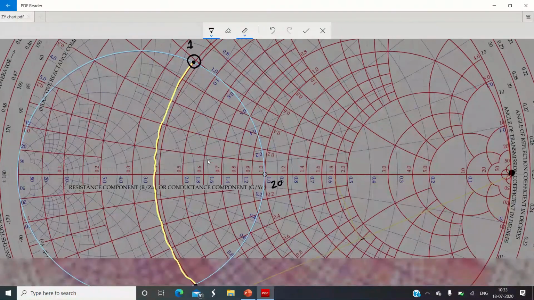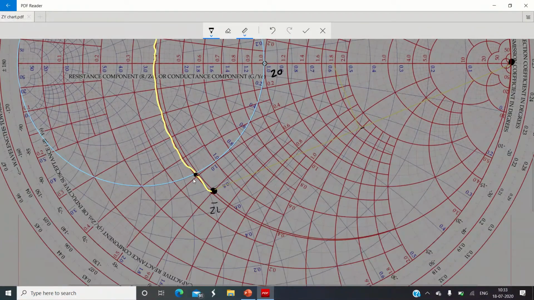Please remember why we have not considered this other intersection point to be the intermediate point. Because if we take this point as an intermediate point, we trace from ZL to this point, which will give a series inductor. And from this point, if we trace this conductance path, it will give again a parallel inductor. So in matching circuit design, there cannot be both inductors or both capacitors. If one is an inductor, then the second has to be a capacitor and vice versa.